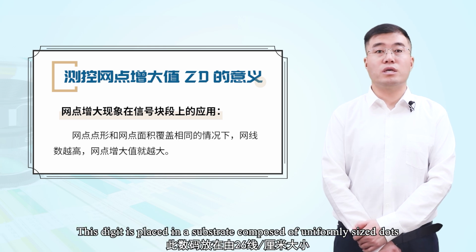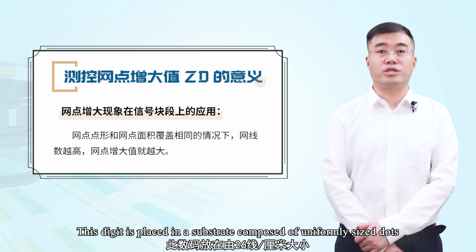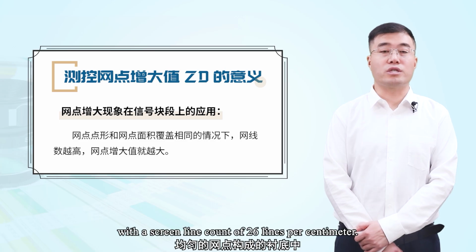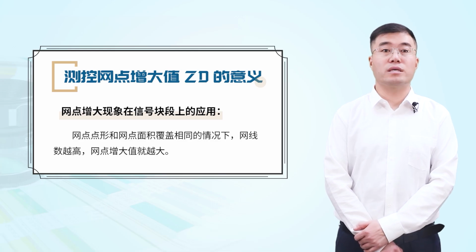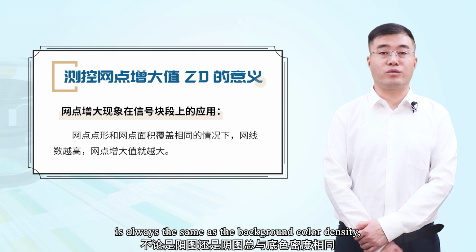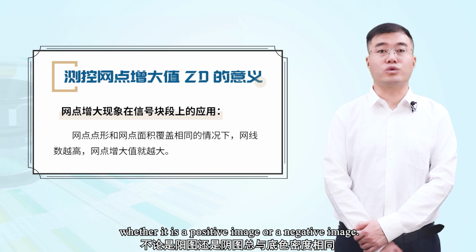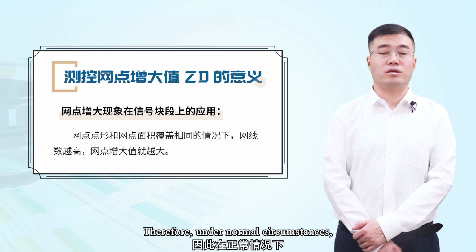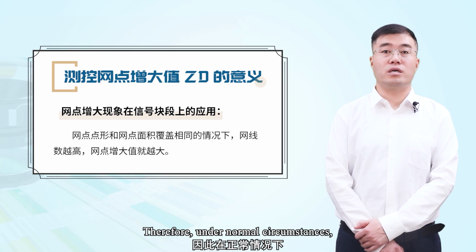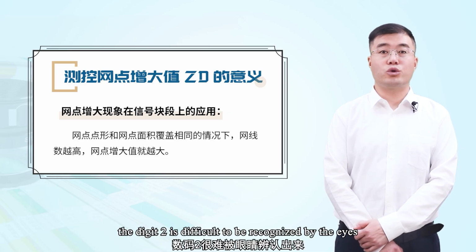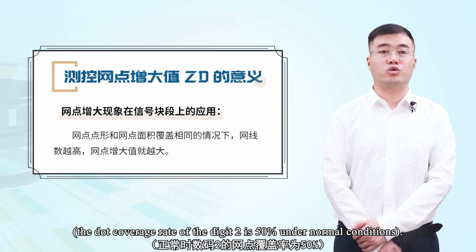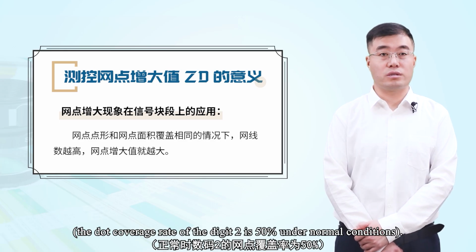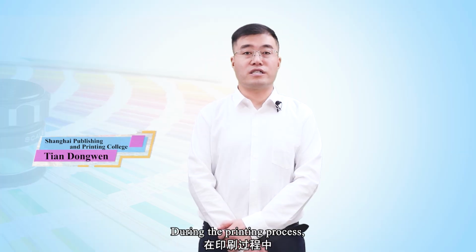This digit is placed in a substrate composed of uniformly sized dots, with a screen line count of 26 lines per centimeter. Among them, the density of the digit 2 is always the same as the background color density, whether it is a positive image or a negative image. Therefore, under normal circumstances, the digit 2 is difficult to be recognized by the eyes. The dot coverage rate of the digit 2 is 50% under normal conditions during the printing process.